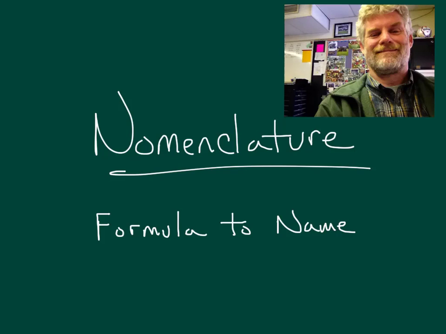Okay, here you go. Depending on what you've heard in class or didn't hear in class, this is my explanation of how to do chemical nomenclature going from formula to name. So this means I'm giving you the formula of the compound and I'm asking you to write the name.